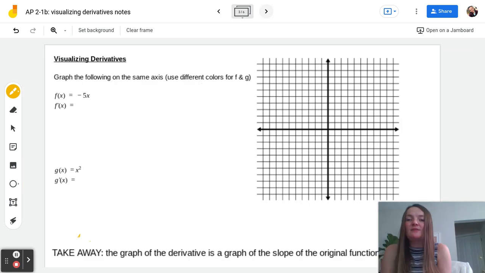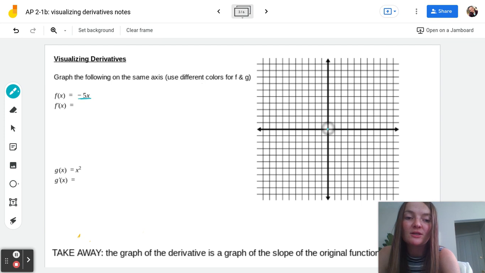All right, next question, visualizing graphs of derivatives. So this is the goal for the whole day. Sorry, Sadie, that I forgot, but the goal for the day is to visualize derivatives. So, oops, we want to graph the following on the same axis, okay? First thing I'm going to graph is negative 5x. Let's do it in blue.